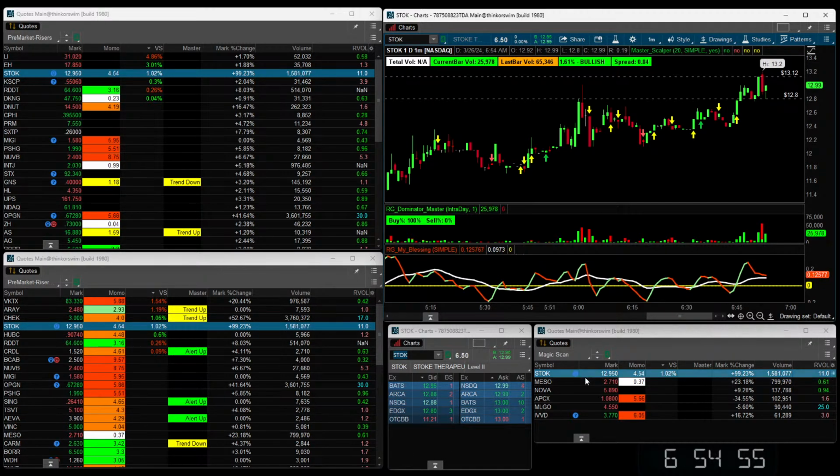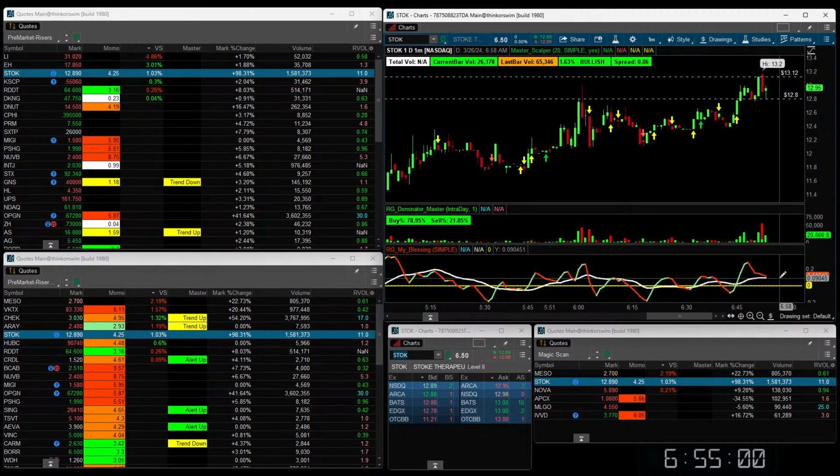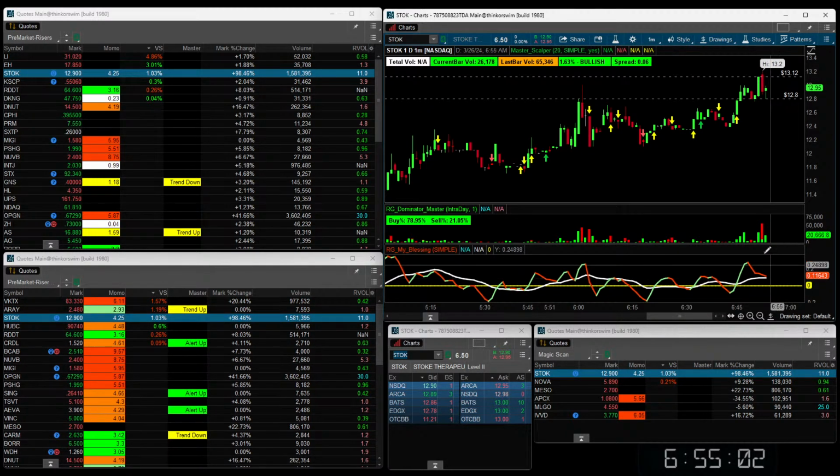Looks a little promising. We are staying above yellow. We are leveling out on the two lines. We do have a short green bar in Dominator.